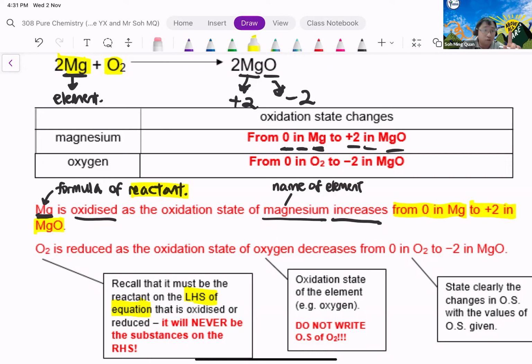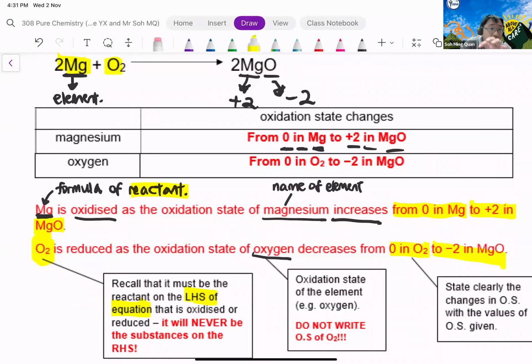Similarly, look at the bottom. I don't say oxygen is reduced. I say O2 is reduced. Why? I will use the formula. The formula tells me that it's a diatomic element. O2 is reduced as the oxidation state of oxygen decreases from 0 in O2 to -2 in MgO. Again, specify. Many students end up losing marks because they didn't specify.